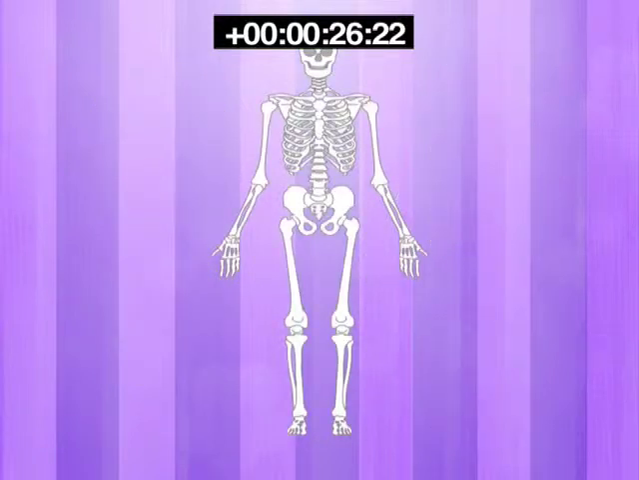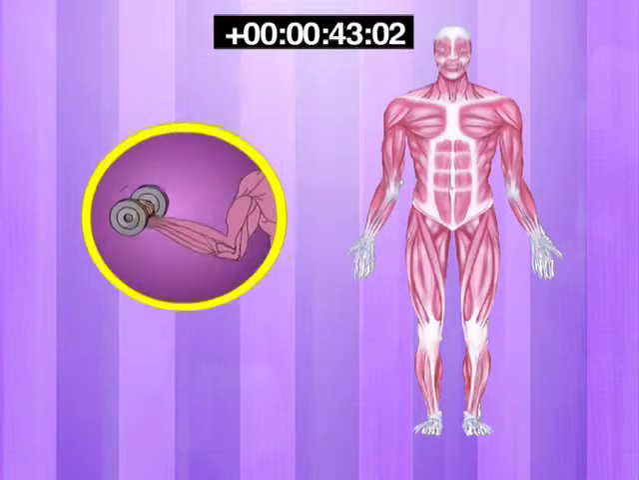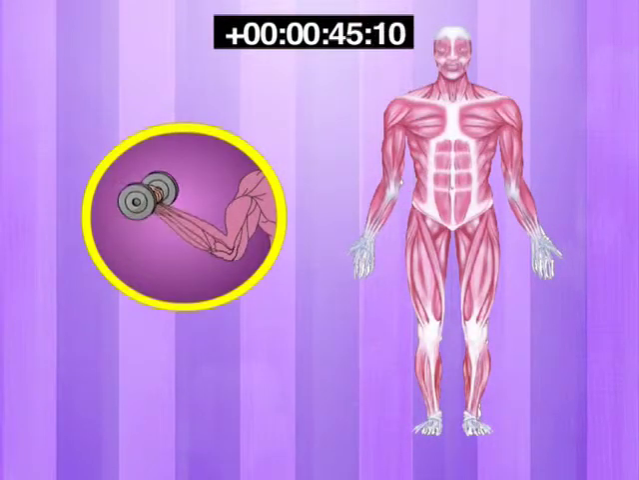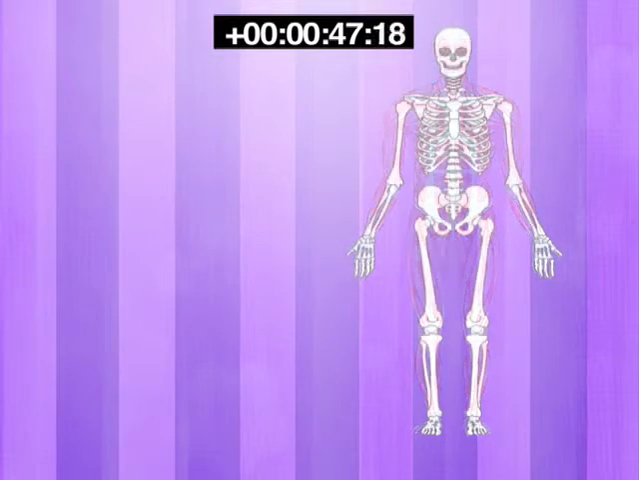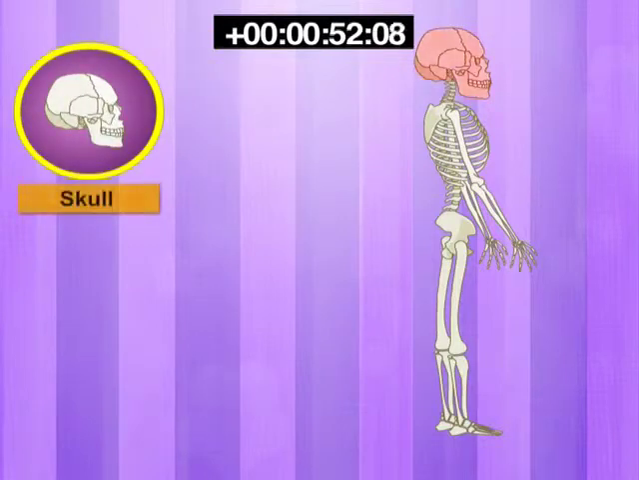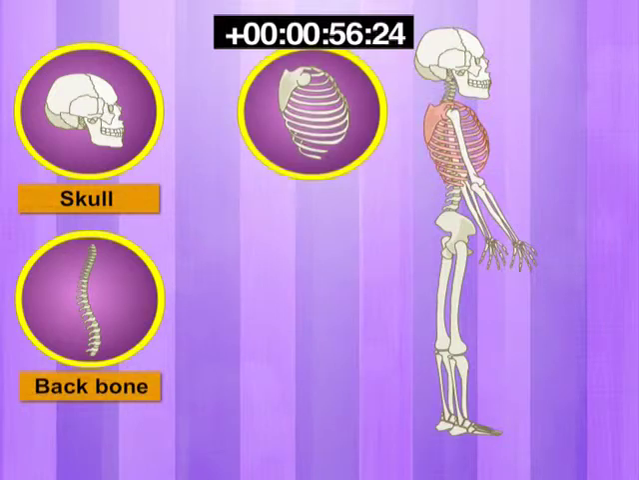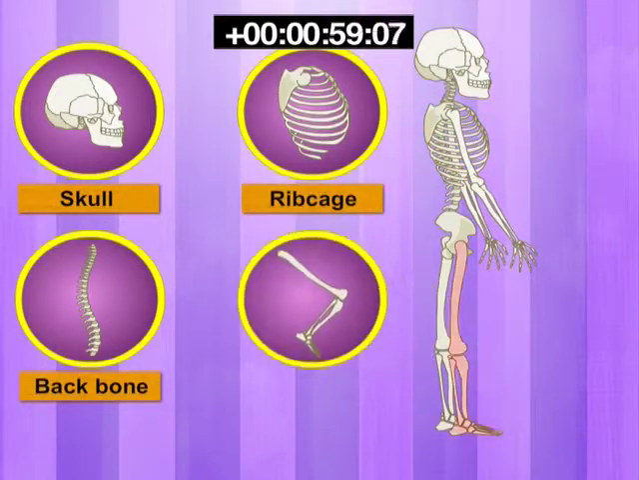The human skeletal system performs many important functions. It covers and protects the soft and delicate internal organs of the body from any external injuries. It gives body shape and form. Along with muscles, it also helps the movement of the body. The human skeleton consists of the following major parts: skull, backbone, rib cage, and limbs.